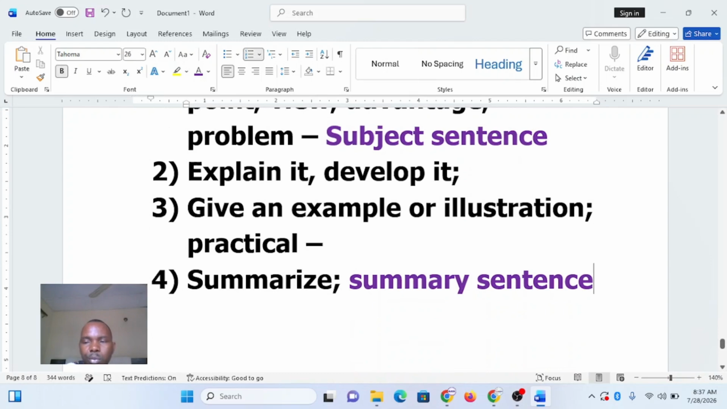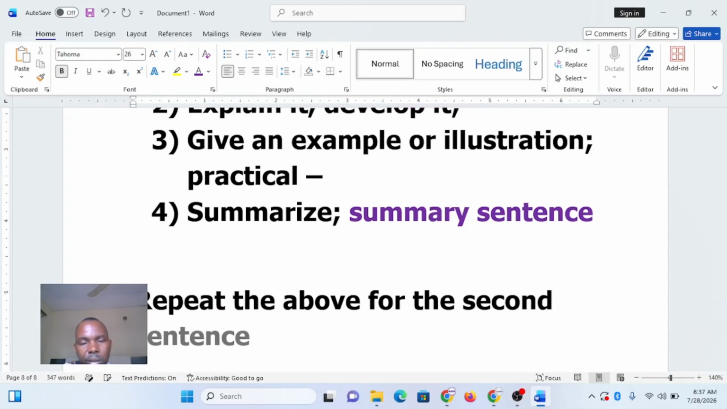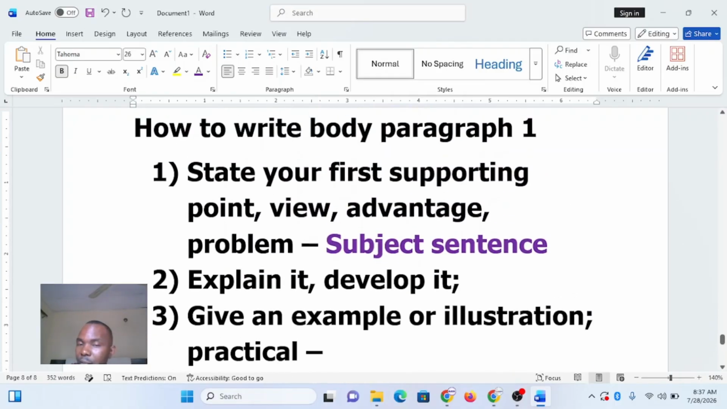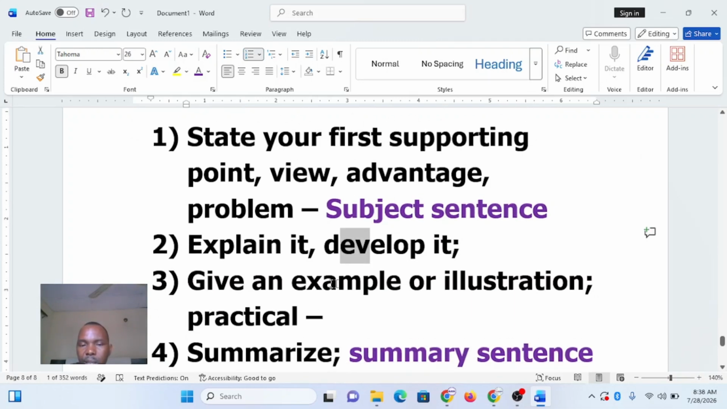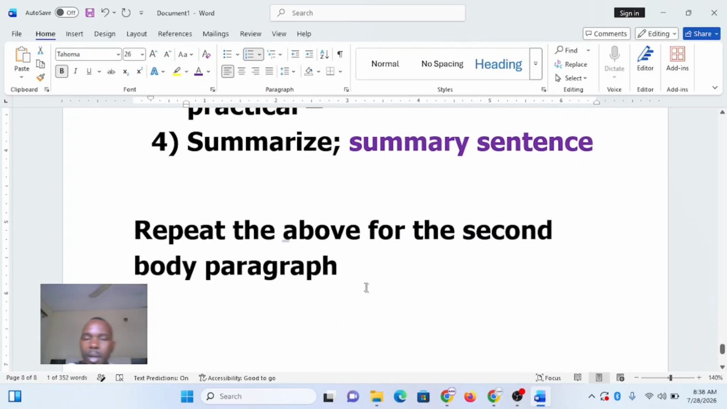You repeat the above for the second body paragraph. So what does it mean? That means when you come to the second body paragraph, you now state your second supporting point. That's the difference. Develop that second point. Give an example or illustration. Summarize it. All right. So 2 body paragraphs is done.